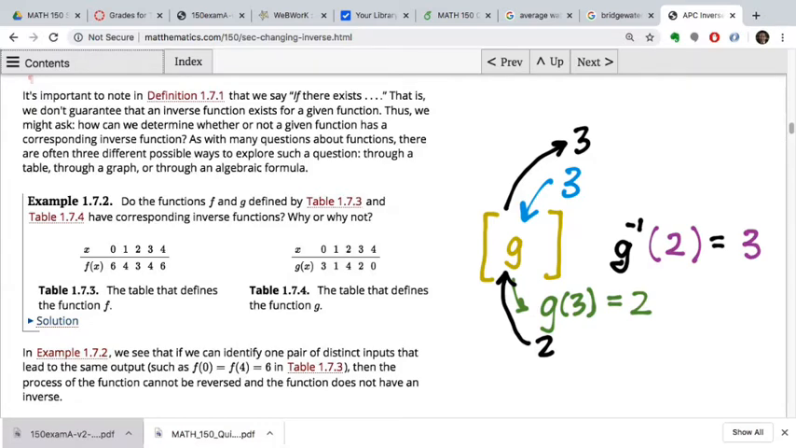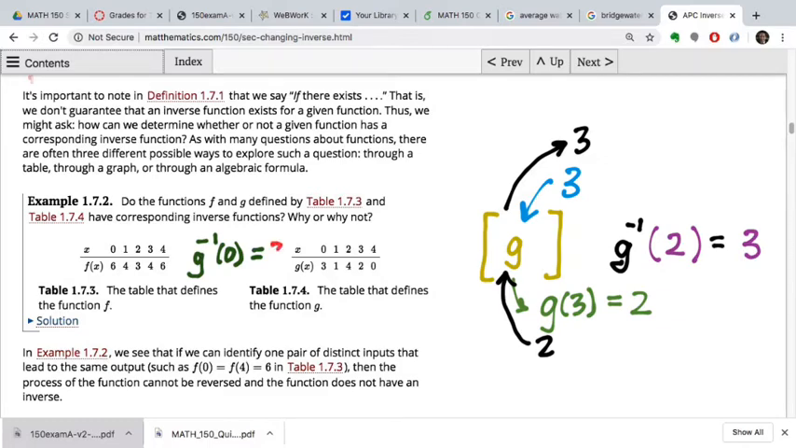So these two statements are exactly the same. They convey the same information as one another. When the input to g is 3, the output is 2, which means that when the input to the inverse of g is 2, the output is 3. So the input and the output have just traded places. So if that is the case, I can ask a question like, for example, what is g inverse of 0? How would you answer that question?